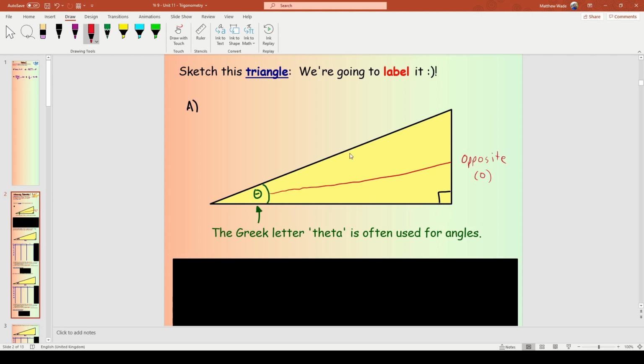Now, the long side, we have actually talked about this when we did Pythagoras' theorem, but does anyone remember what the long side is called from the Pythagoras' theorem unit? The slanty long side? Oh yeah, that's right, it's the hypotenuse.